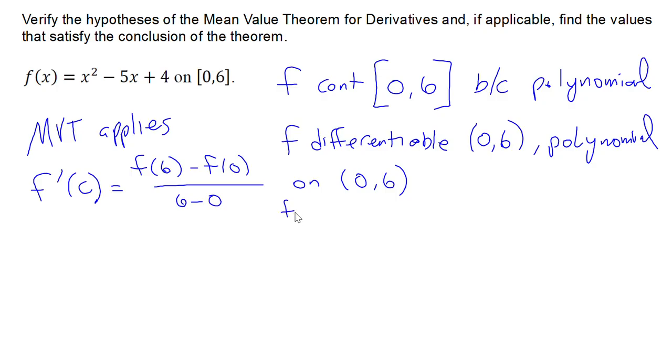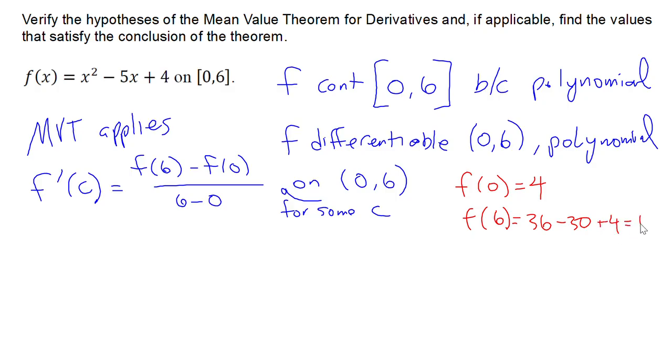For some c on the interval 0 to 6. And so all we need to do is figure out what that is. So we do need to find f of 6 and f of 0. Right? So f of 0 is easy. f of 0 is just 4. f of 6 isn't so bad either, really. It's 6 squared, which is 36, minus 5 times 6, which is 30, and then plus 4, so that just comes out to be 10.